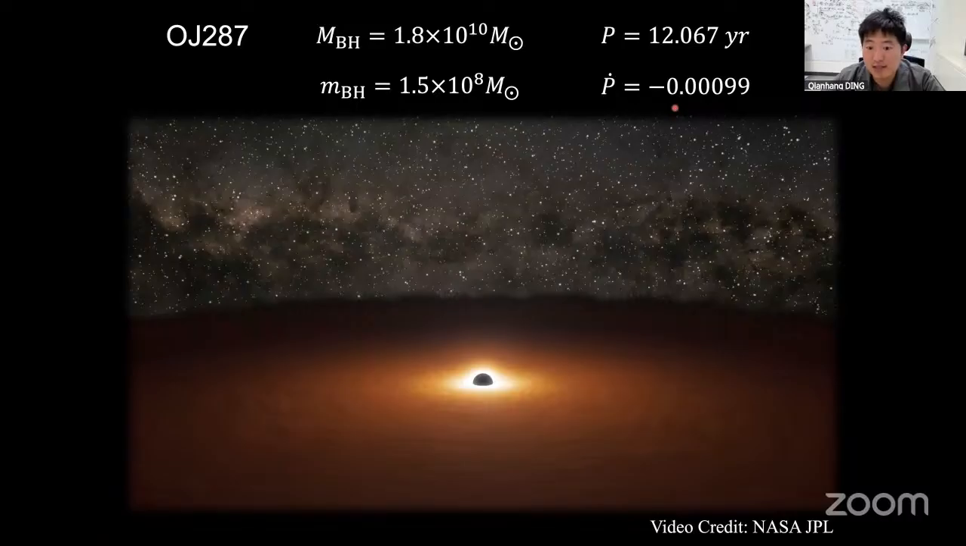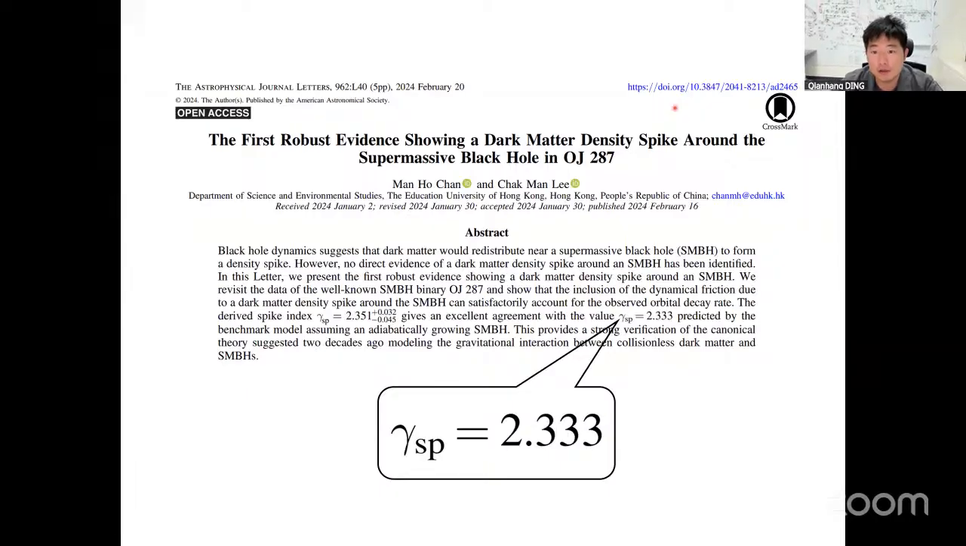And we find that this orbital decay rate is larger than the orbital decay rate predicted from gravitational waves. So that means there must be some other energy dissipation channel to make this supermassive black hole binary system shrink. Recently, a study on the OJ287 system shows that such an orbital decay rate can be explained by the existence of a dark matter spike. And their study said the orbital decay rate indicates there is a dark matter spike with a power index of 2.333, this kind of value.